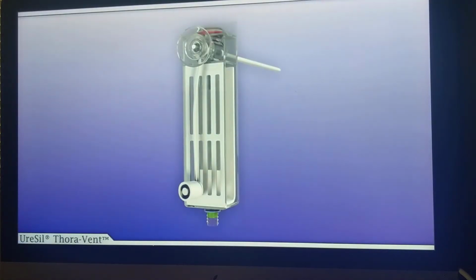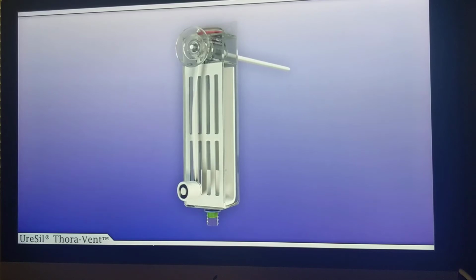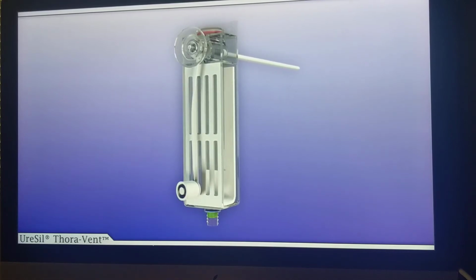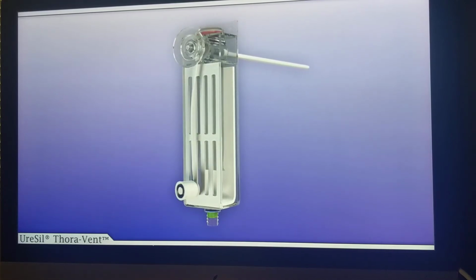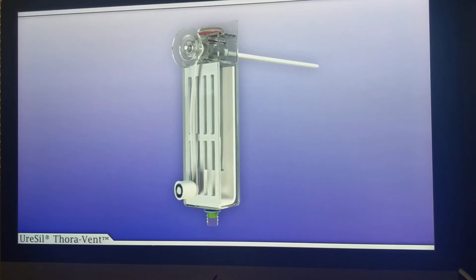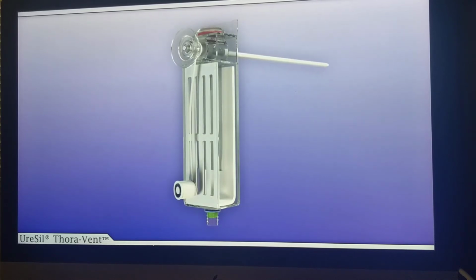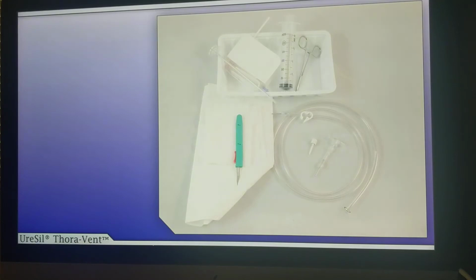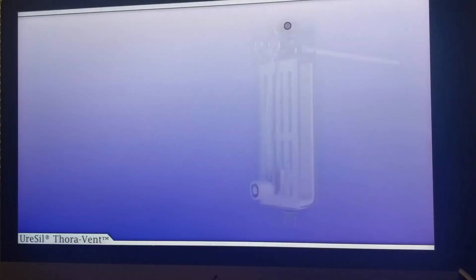The Thora-vent has been designed for the treatment of spontaneous, traumatic, or iatrogenic simple pneumothorax. It can also be used for evacuating air from the chest following thoracic surgery. The Thora-vent comes in a procedure tray that is conveniently packaged in a sterile pouch.